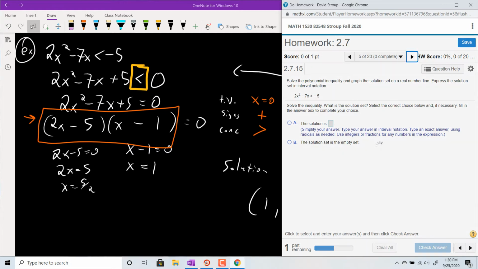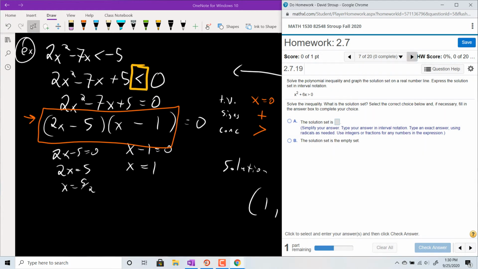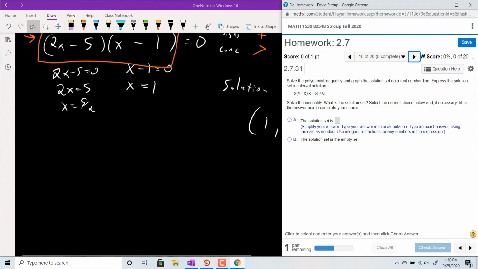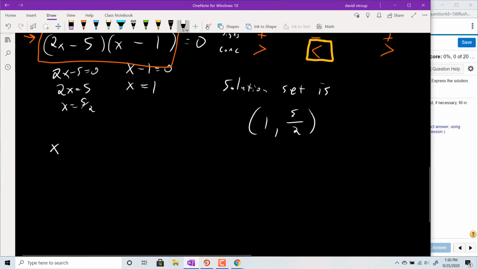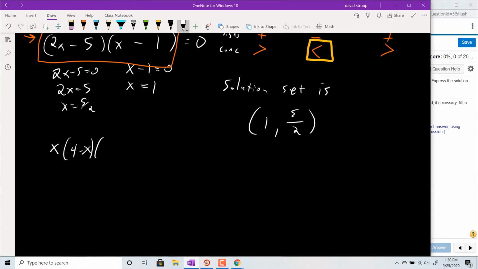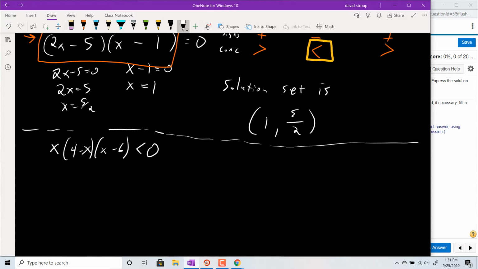Some of these problems already have them factored for you. Let's see if I can find one. Oh yeah, so here's one that's already factored. That means half the work is pretty much done for you. So if you have an example like this, x times 4 minus x times x minus 6, and then we are less than 0. In that case, it's kind of already done.